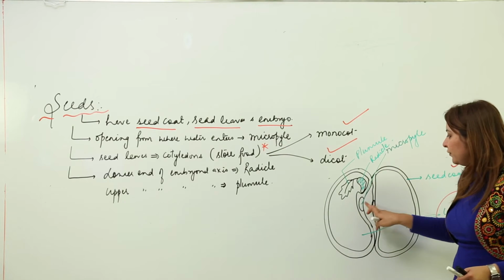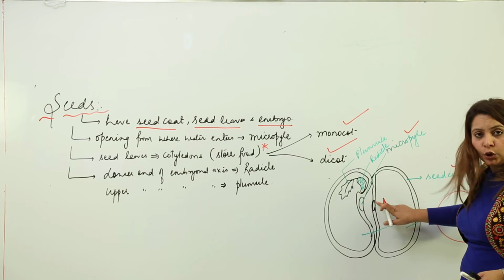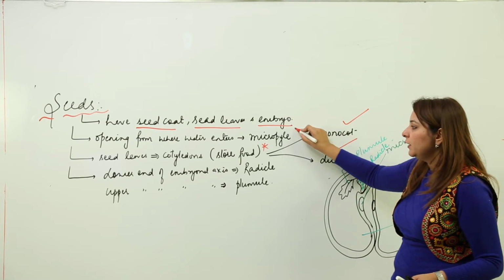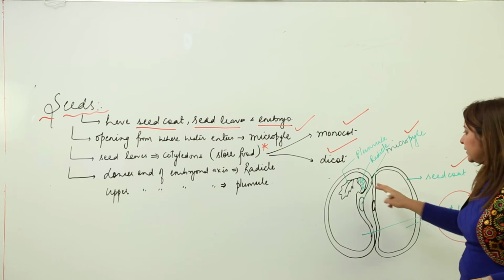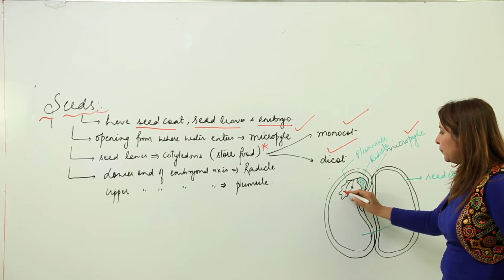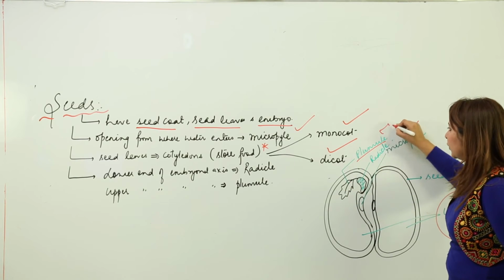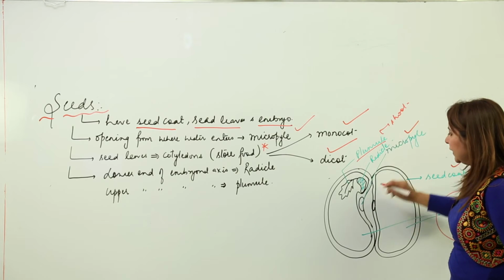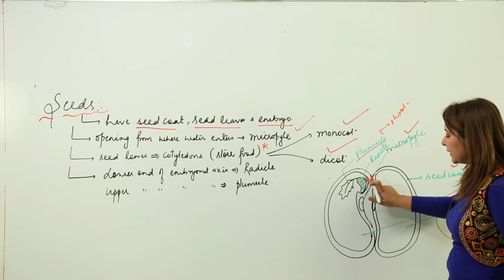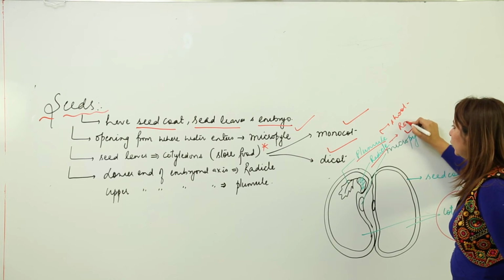The point from where the water enters the seed is called the micropyle. This opening is called the micropyle. From here the water enters. This is the embryonal axis, and what we see is that the upper end of the embryonal axis is called the plumule, which is the future shoot, and the lower end of the embryonal axis is called the radicle, which is the future root.